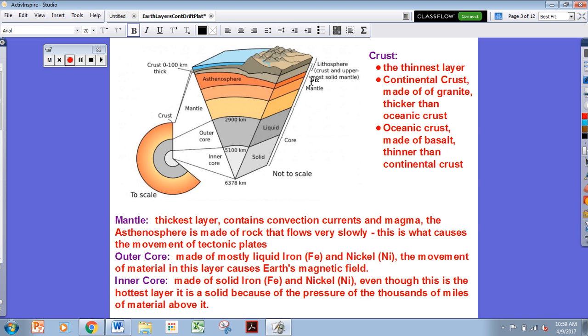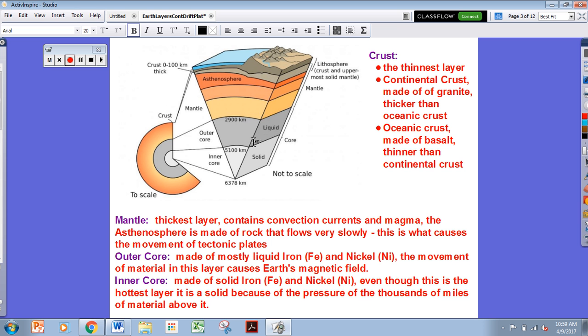The mantle is the thickest layer of the Earth. This is the layer that contains the convection currents that help move tectonic plates. We'll talk about that more a little later. It is made of magma, which is molten rock. The asthenosphere, which is towards the top of the mantle, is made of a rock that flows very slowly. So it is a solid, but it's a solid that can flow kind of like putty or tar, and this is what causes the movement of tectonic plates.